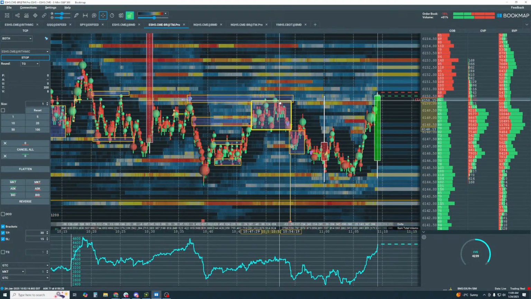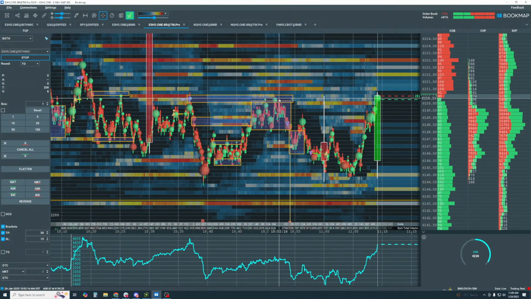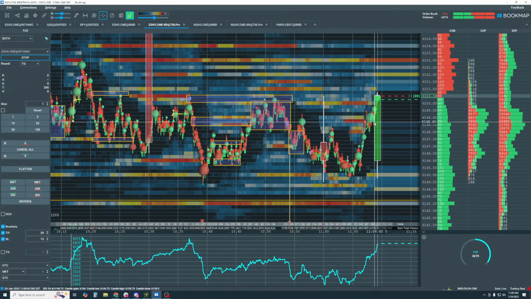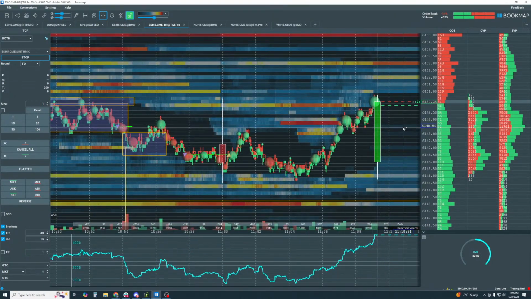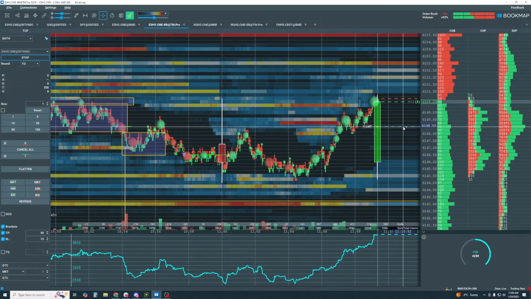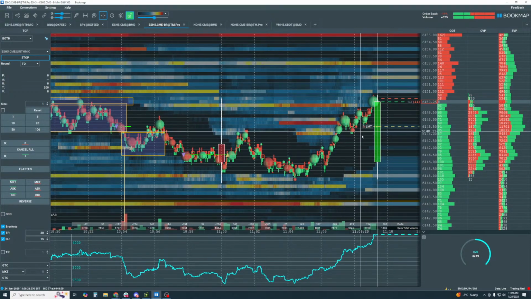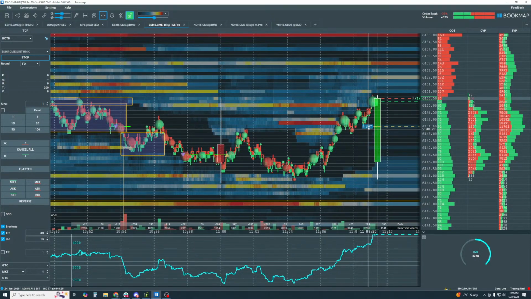Now I would anticipate a pullback here. We'll see. And where would the pullback go? Well, maybe to about here. Okay, let's zoom in. Okay, and now we can put a position on that as well. Okay, so I'll be a buyer here.